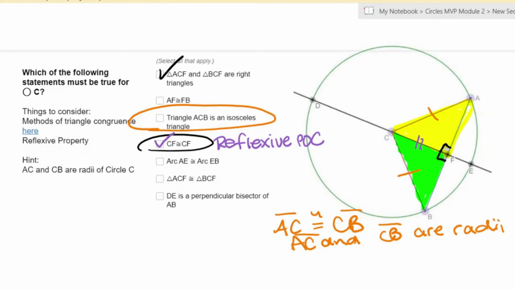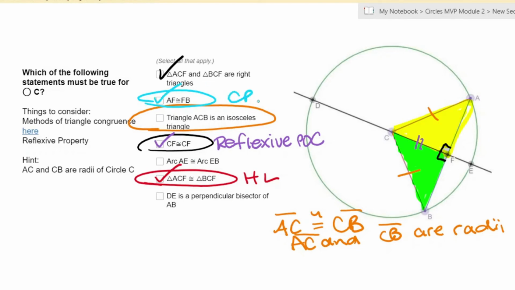Next thing we're going to look at is the statement that says triangle ACF is congruent to triangle BCF. That's a true statement because of everything we said before. We were able to say that it was a right triangle. We were able to prove that a hypotenuse and leg were congruent, so those two triangles are congruent by hypotenuse leg.